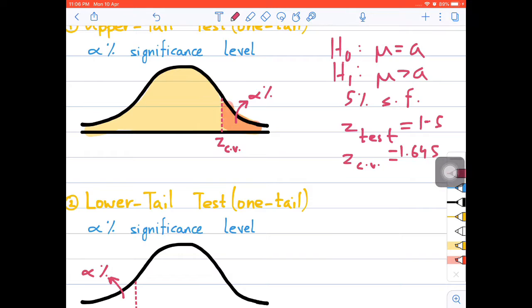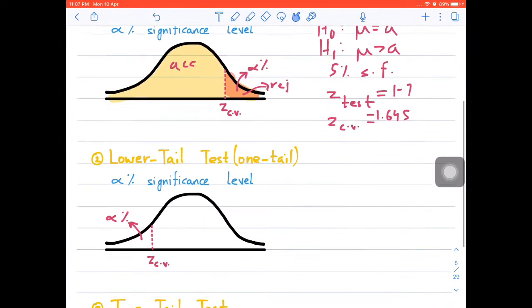So the z test lies towards the left in the acceptance region. This is the acceptance region. This is the rejection region. So since z test lies in the acceptance region, we will be accepting h naught and rejecting h1. If z test was, let's say, 1.7, then z test would lie towards the right of z critical value in the rejection region. So in that case, we would be rejecting h naught, accepting h1. I hope that's clear.